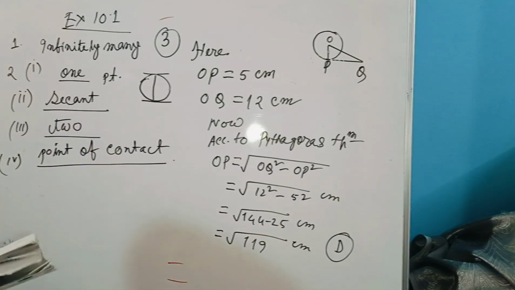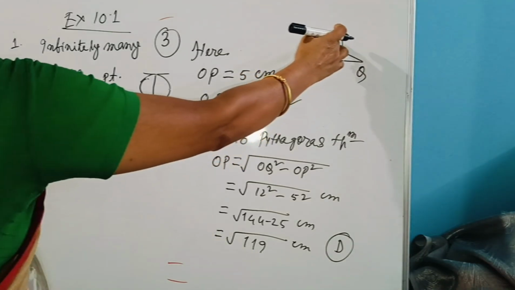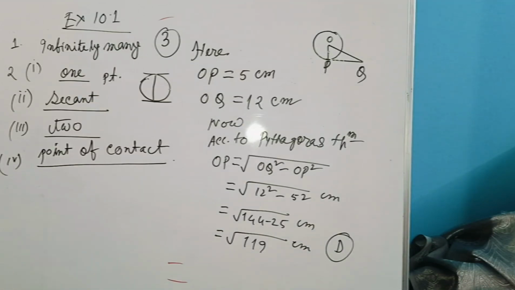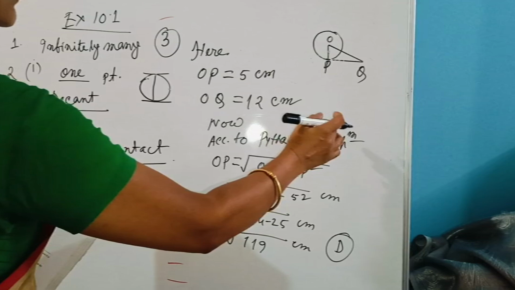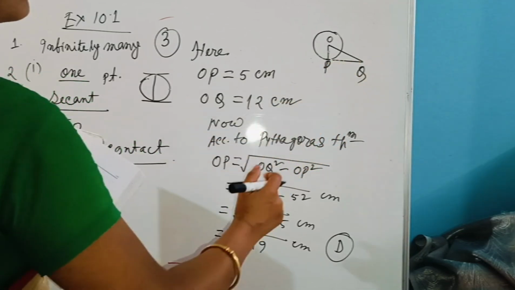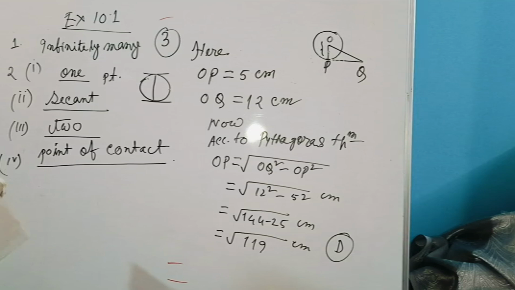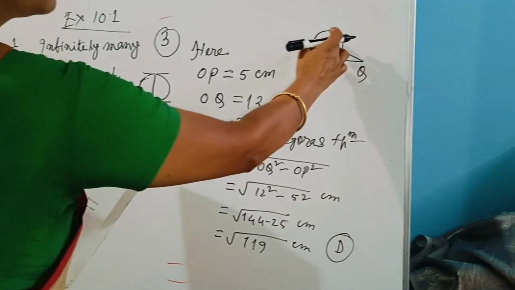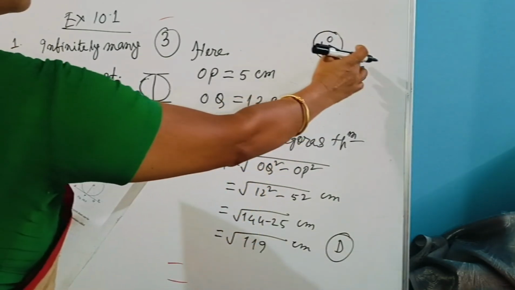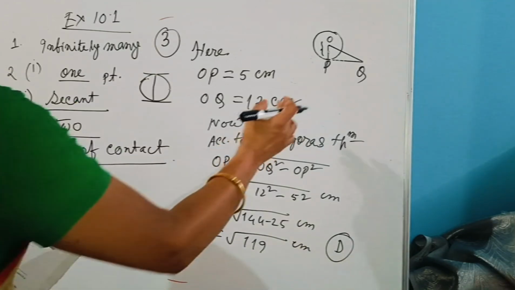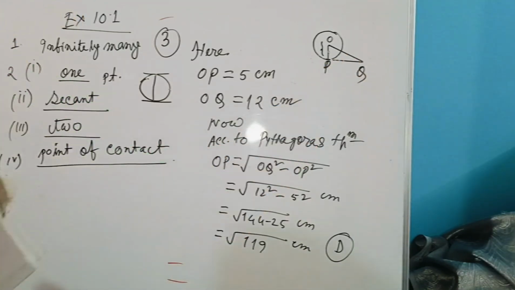Then see question number 3. What is given? The radius of a circle with center O is given. What is the radius? OP. OP is the radius here because PQ is a tangent, so P is the point of contact. It becomes the radius. And what is given? The distance between O and Q is given. The distance between O and Q is 12 centimeter. Now the question asks us to find PQ.